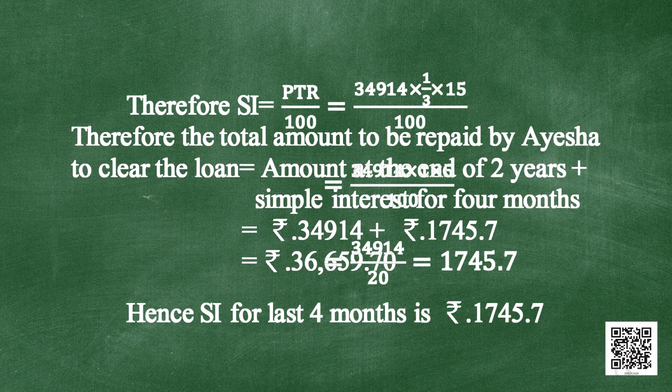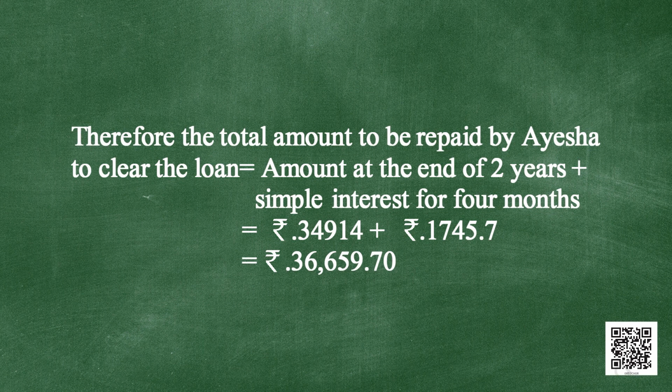Therefore, the total amount to be repaid by Aisha to clear the loan is the amount at the end of 2 years plus simple interest for the 4 months, that is equal to rupees 34,914 plus rupees 1745.7, that is equal to rupees 36,659.7.